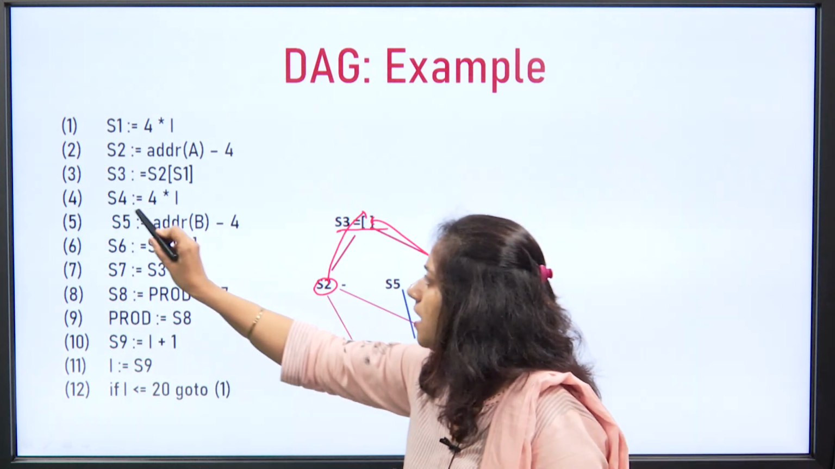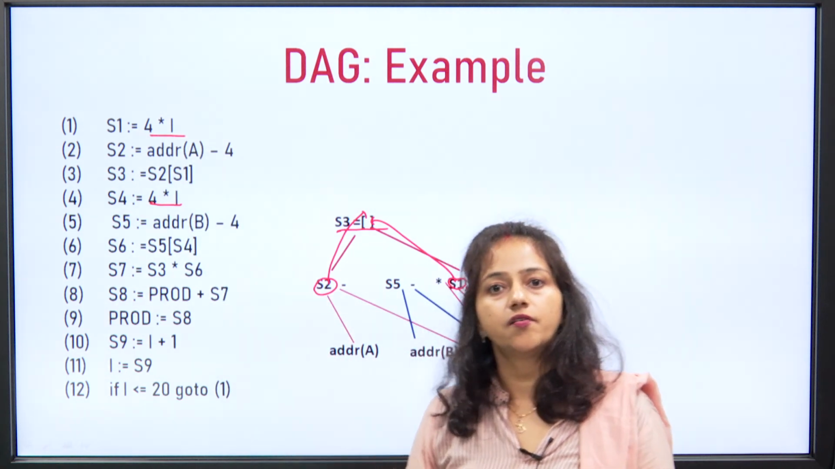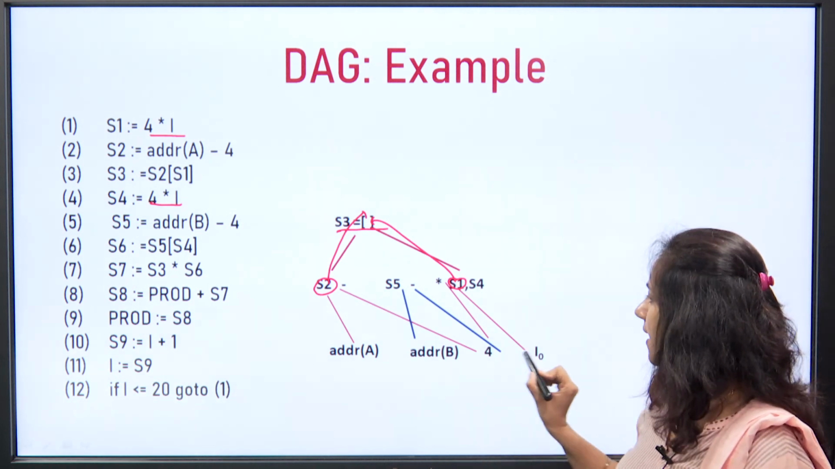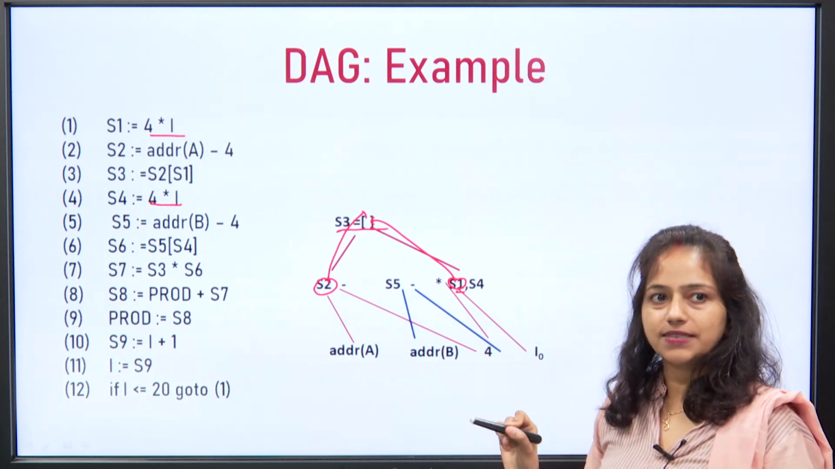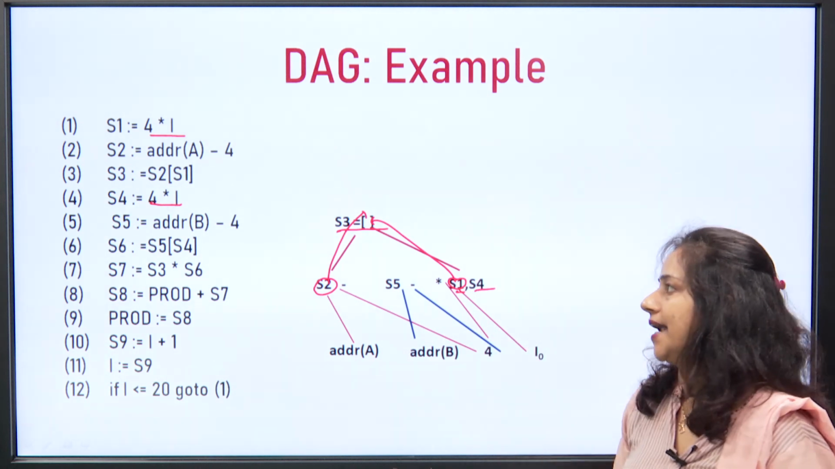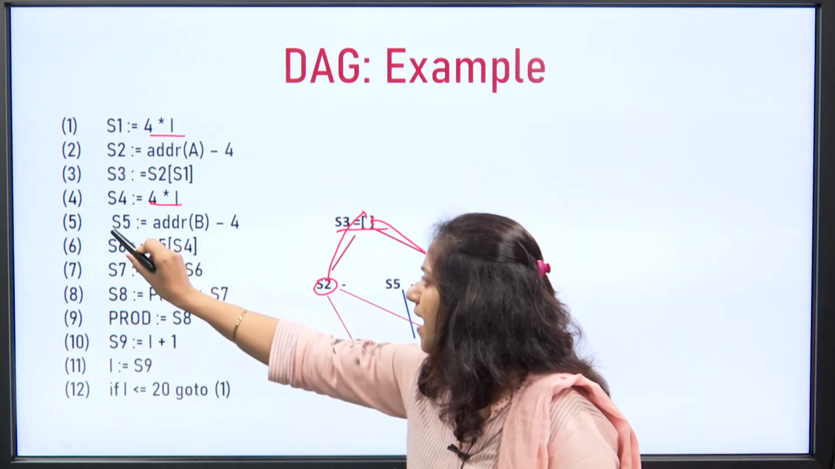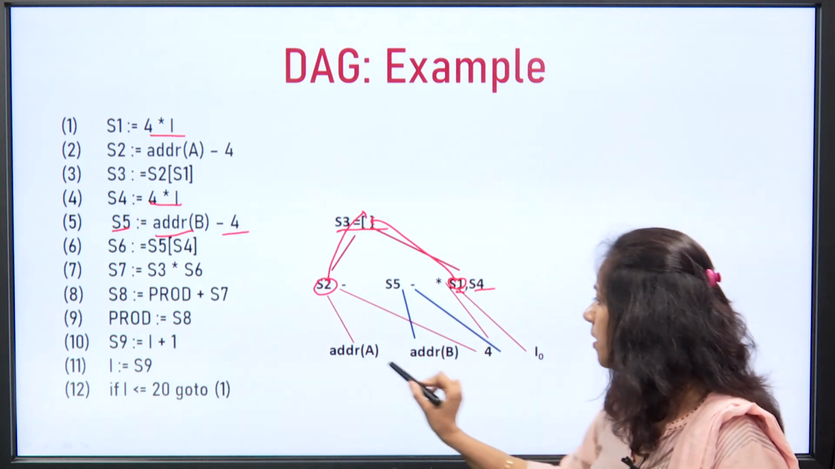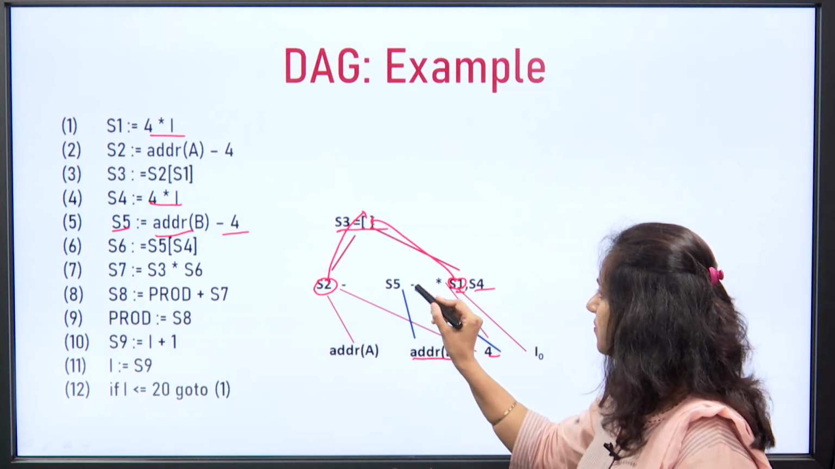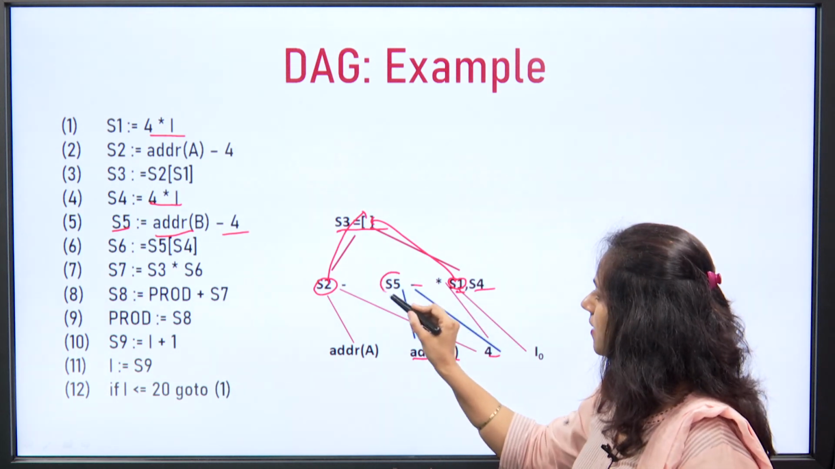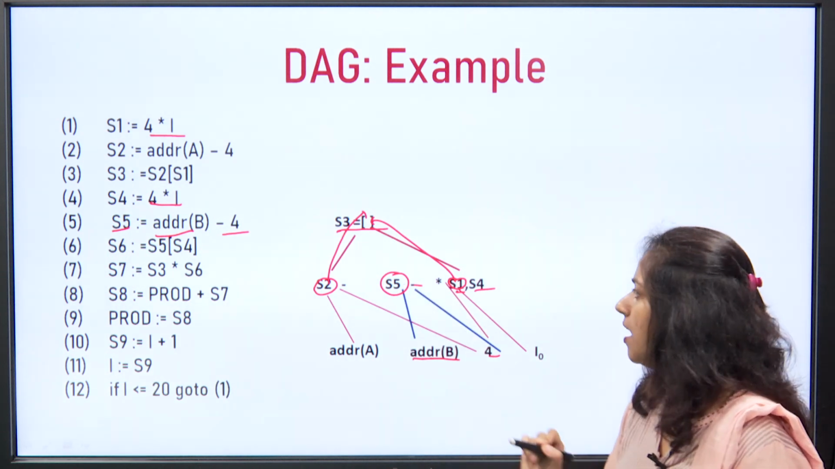Similarly, here we have S4 is equal to 4 into I. So, here, rather than recomputation, we can reuse this computation. 4 and I we have already computed. Here the label is S1, and again we can assign another label to it, that is S4. Now, next is S5, this is address of B minus 4. So, this is address of B and then minus 4. So, minus will be here, and then the label or the information, that is S5, meaning this result will be stored in S5.